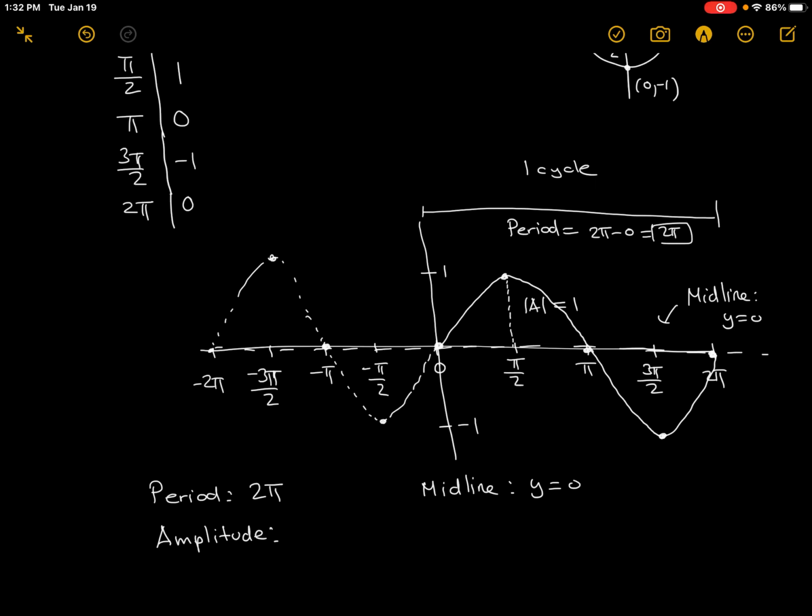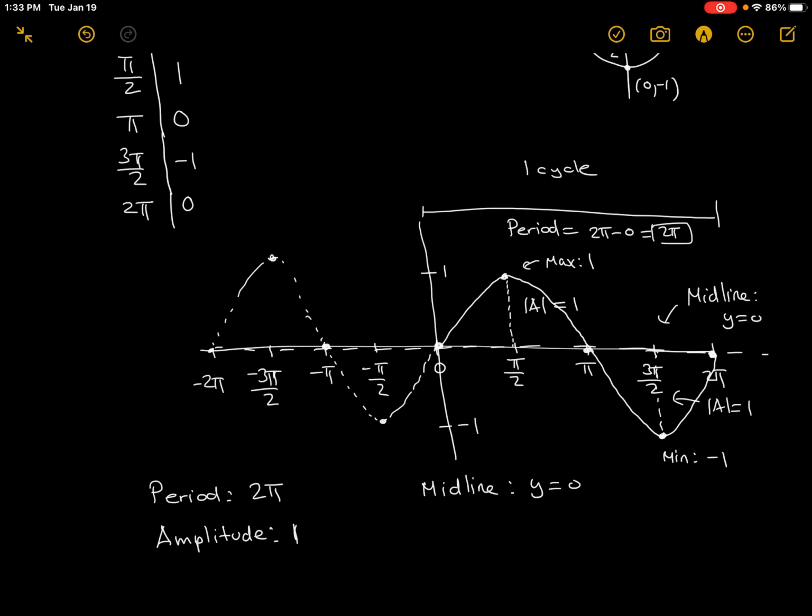So this we'll call the maximum. The maximum value is 1. This one right here is the minimum. The minimum is -1. It can also be the distance from the midline to the minimum, in which case the absolute value of A, right, is still going to be +1. Okay, so that's the amplitude. The amplitude is just a value of 1.